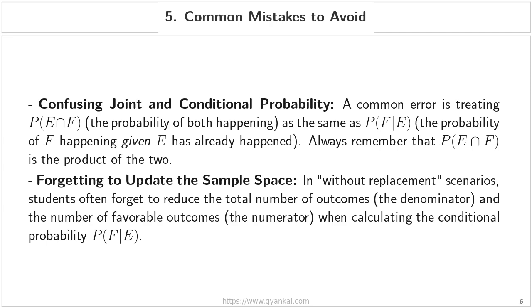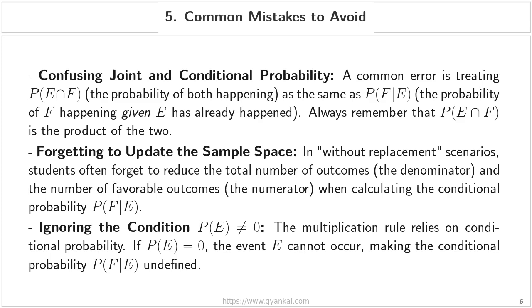Finally, keep in mind the mathematical condition that the probability of the first event must not be 0. As we noted in our formal definition, the multiplication rule relies on the existence of conditional probability. If the probability of E is equal to 0, then event E simply cannot occur, which would make the conditional probability of F given E mathematically undefined. Keep these points in mind, and you'll be well on your way to mastering the multiplication rule.